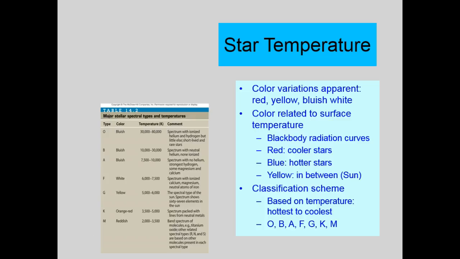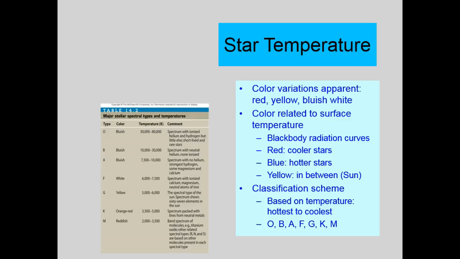Okay, the F is the white stars. I said that wrong before. I said that at the beginning of the yellow. This is actually the white stars, and these are 6,000 to 7,500 K. The spectrum shows ionized calcium, magnesium, and neutral atoms of iron. Not too surprising, iron pops up in there. The G star is the yellow star. That's where our sun lives, 5,000 to 6,000 K.